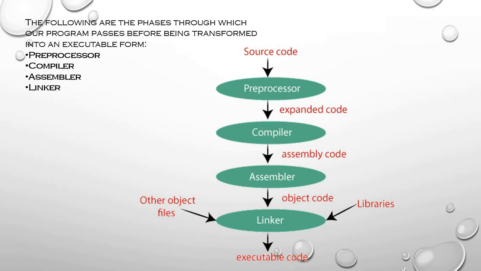You can see over here the following phases through which our program passes before being transformed into executable code. The preprocessor works on my source code. Then we are compiling it, which gives the expanded code. Then it will be converted into assembly code by the assembler. So it will generate the object code, and the libraries and other object files are combined by the linker, and then it will be converted into executable code.